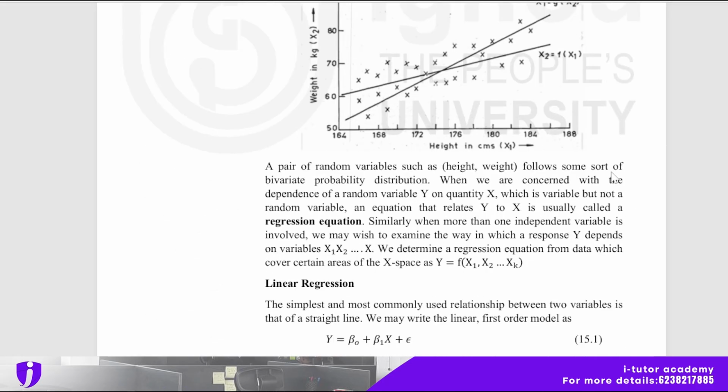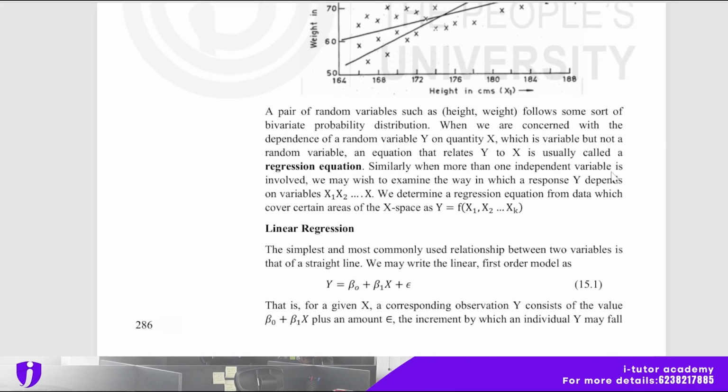So here is figure 1, and a pair of random variables such as height and weight follows some sort of bivariate probability distribution. When we are concerned with the dependence of a random variable y on quantity x, which is variable but not a random variable, an equation that relates y to x is usually called a regression equation.